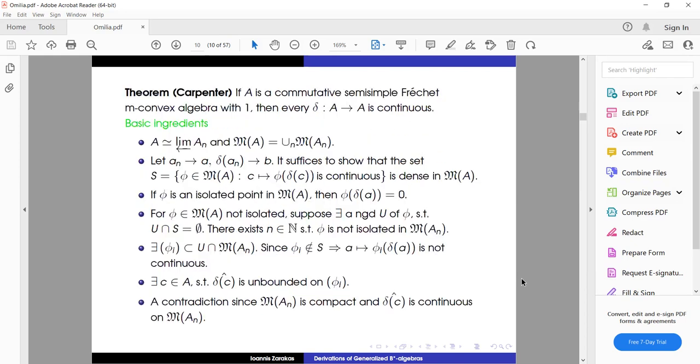If we go into the locally m-convex setting, we have the theorem of Carpenter, which says that for a semi-simple commutative Fréchet m-convex algebra, continuity is automatic for every derivation in A. Now, I just noted down some basic ingredients. I'm not going to talk about them, but just show them. I would just like to point out something of particular importance. Since we are in a Fréchet m-convex algebra, we have the famous Arens-Michael decomposition of alpha, which helps us a lot in many situations when we have m-convexity. And it will prove useful for our purposes later on, as we shall see. So this is a result which talks about the continuity of derivations in commutative semi-simple Fréchet m-convex algebras.